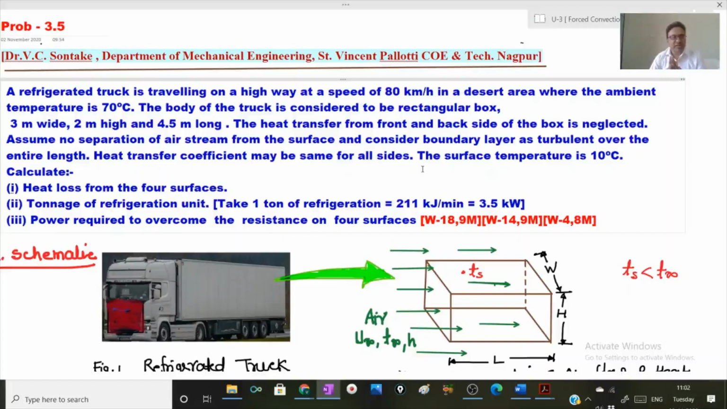So calculate heat loss from the four surfaces, tonnage of refrigeration unit. Here one relationship is given: 1 ton of refrigeration is equal to 211 kilojoule per minute of heat removed, or equal to 3.5 kilowatt. And point number 3, power required to overcome the resistance on four surfaces.